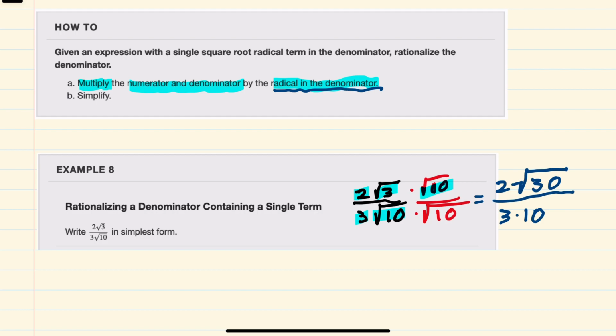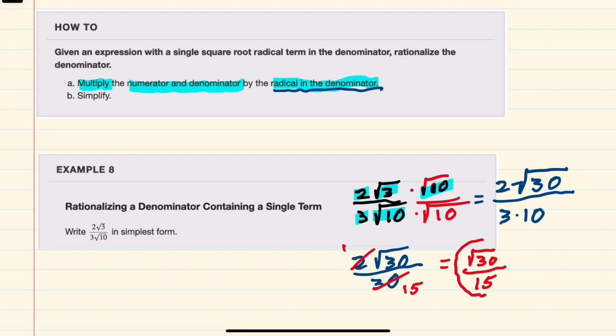And then from here, we have 2 square roots of 30 in the numerator, and then 30 in the denominator. We can simplify here because that 2 outside the radical is divisible by 2, and the 30 is divisible by 2. So our simplified expression has just the square root of 30 in the numerator and 15 in the denominator.